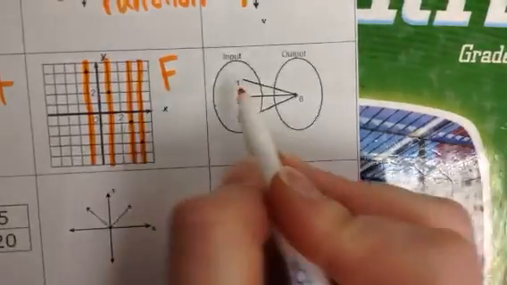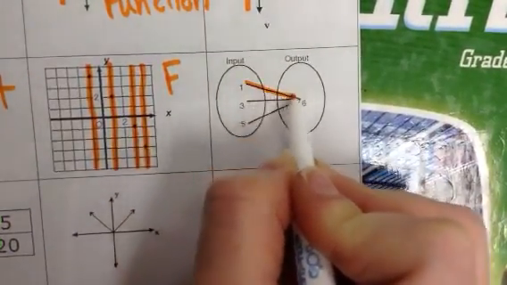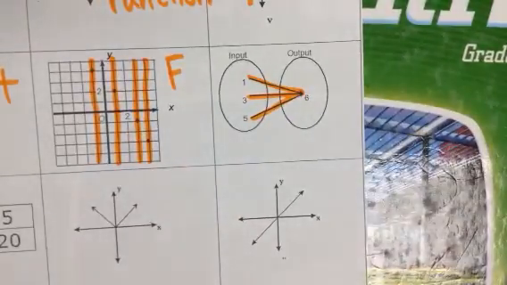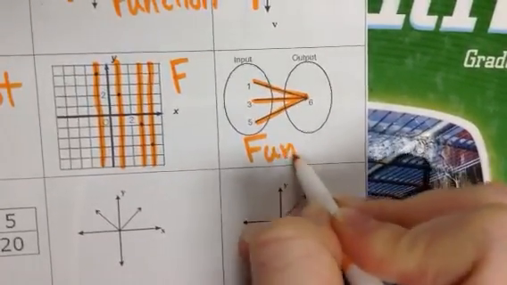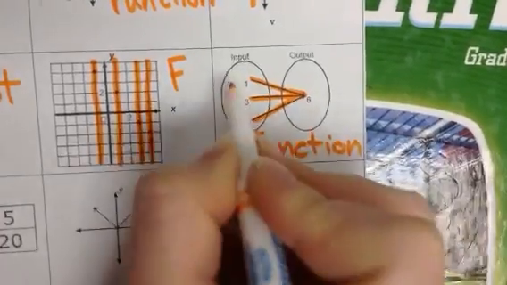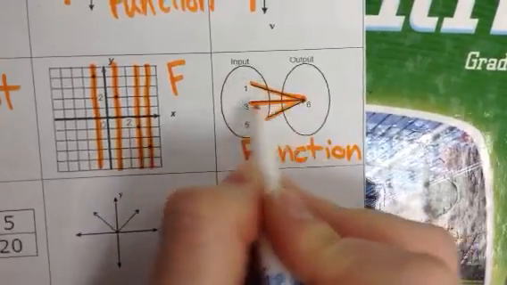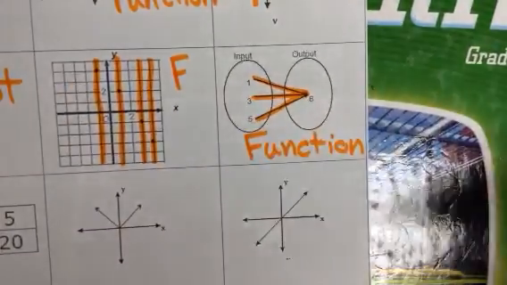A mapping, so this is the ordered pair of 1, 6, 3, 6, and 5, 6. That is a function. Because on this side, this is the important side, each number only has one arrow leaving it.